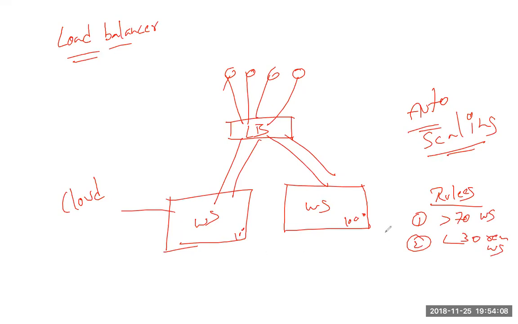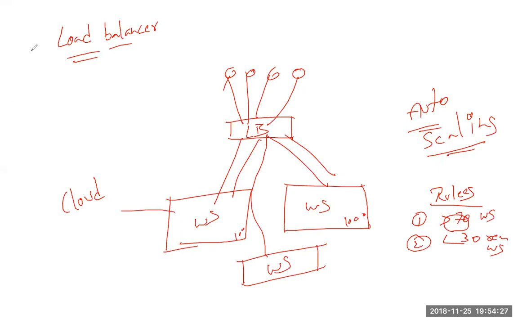Now what happens if the load is high? The system will automatically create another web server. It is added to the load balancer. Now the load is shared between 3 servers. This is a service called auto scaling.